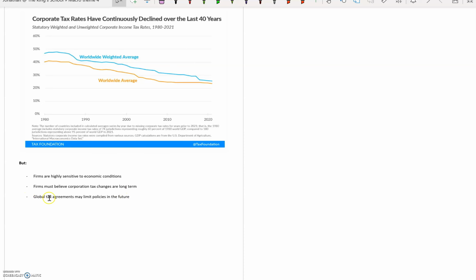And right now we have a global tax agreement on multinationals which has set a global corporation tax rate, which I believe is 12%. And that might mean that you're limited in what you can do in this race to the bottom, like doing as Ireland did.